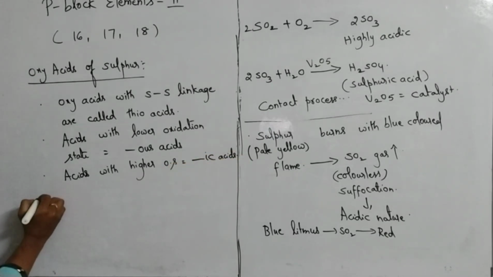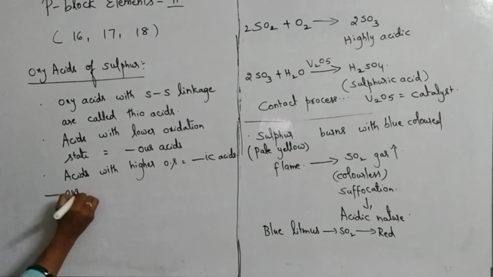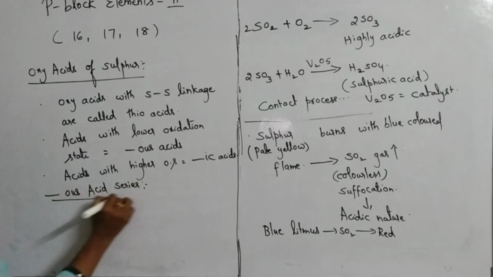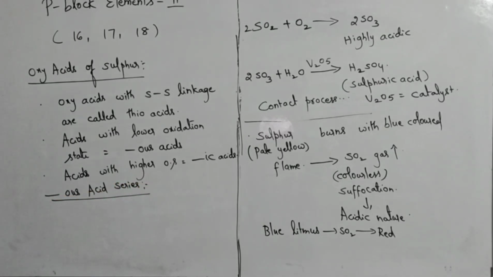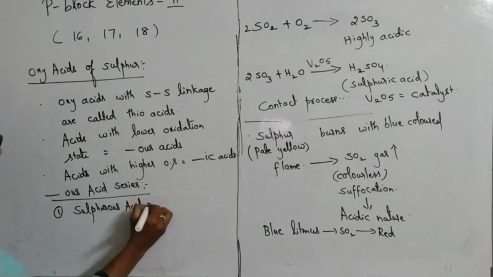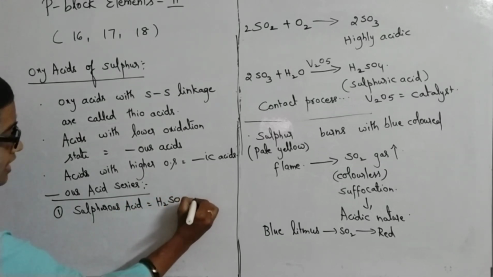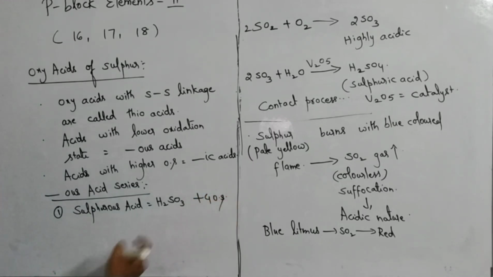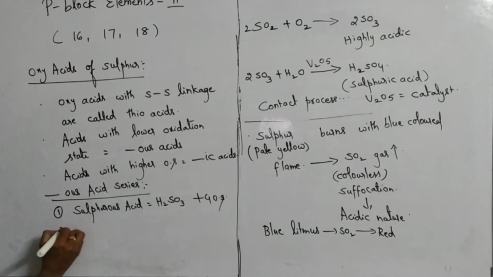First, let us learn examples of the ous acid series. The first one is sulfurous acid, H2SO3. Here sulfur has a +4 oxidation state. Please remember, OS stands for oxidation state.